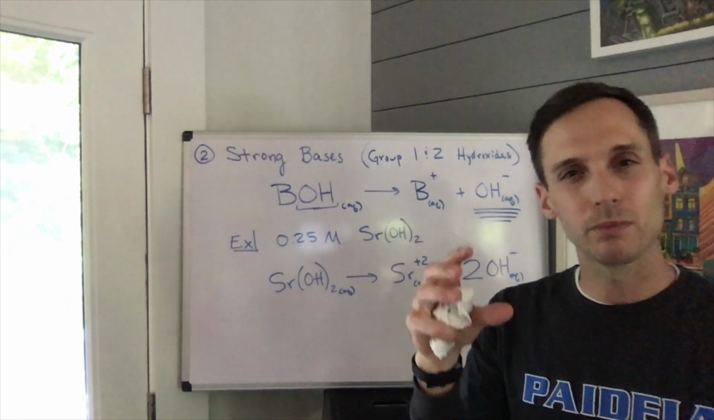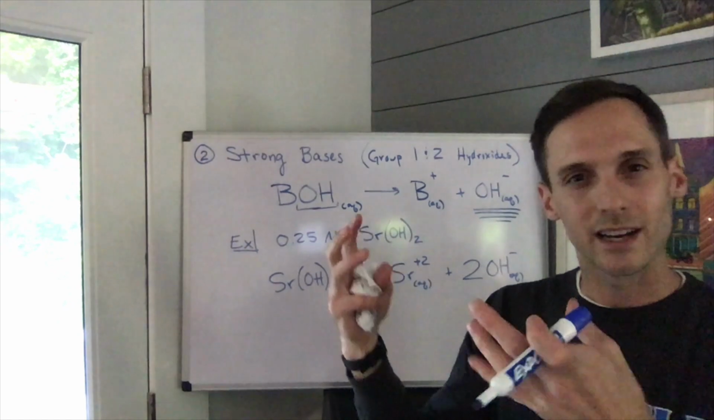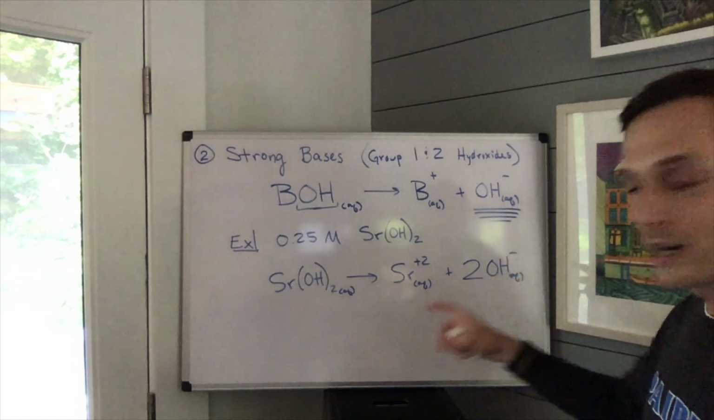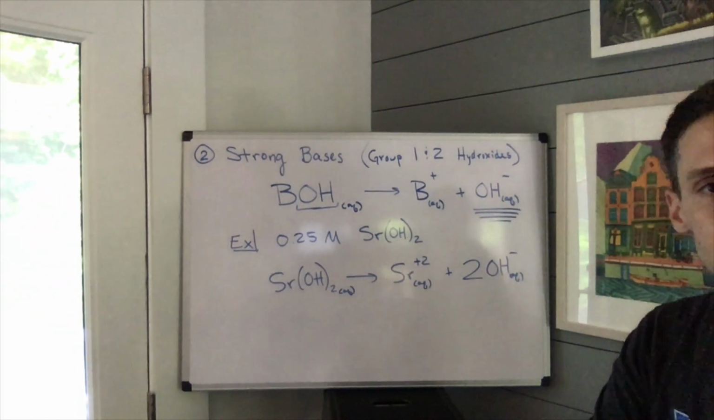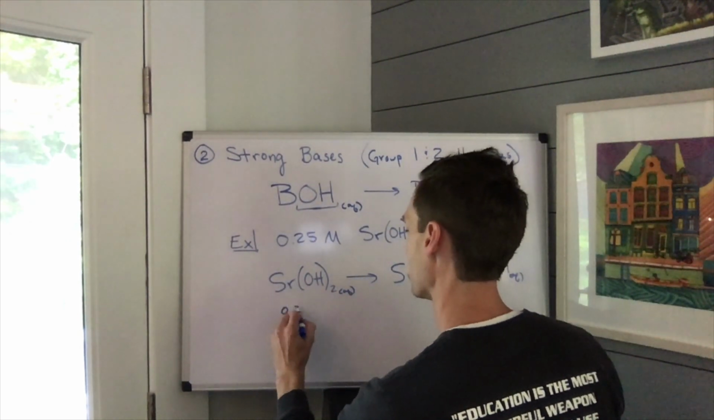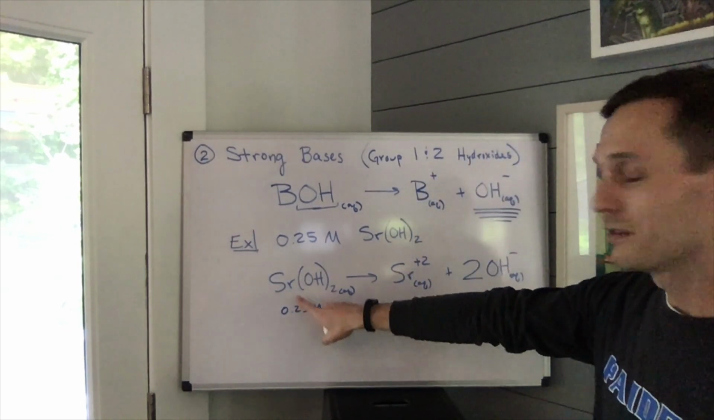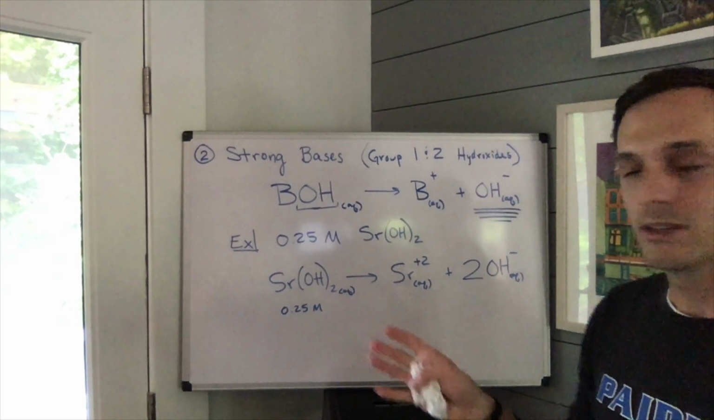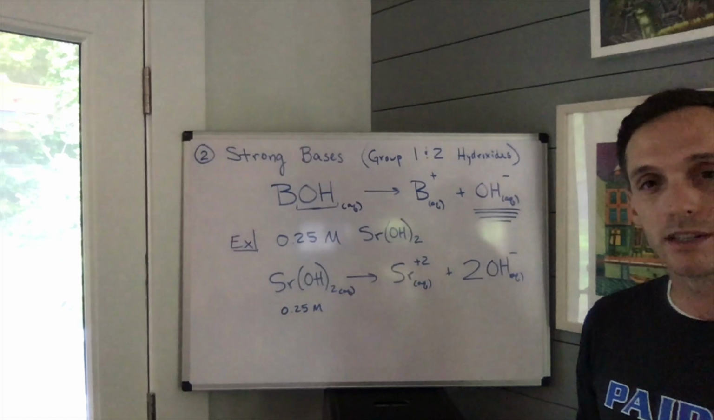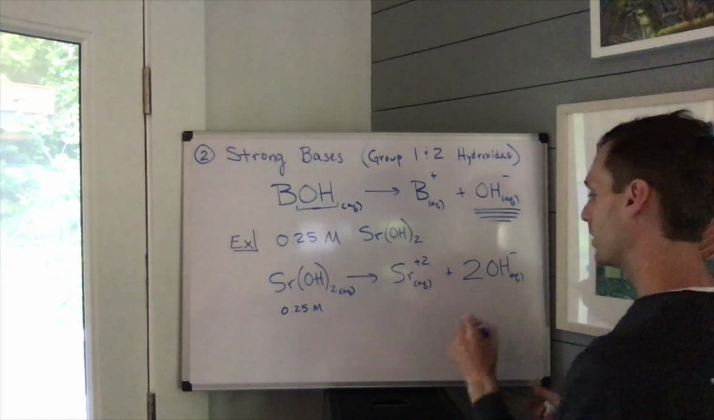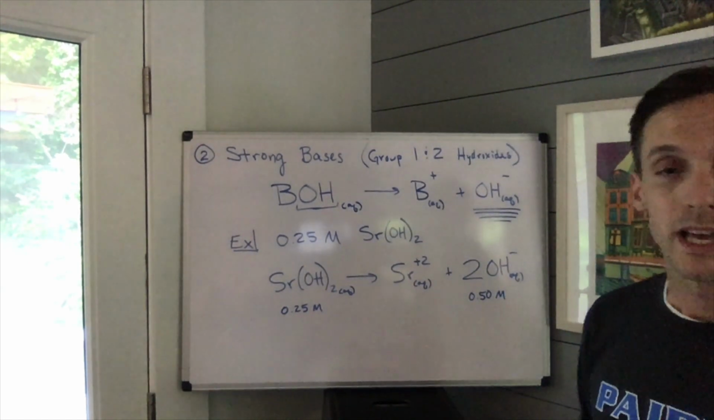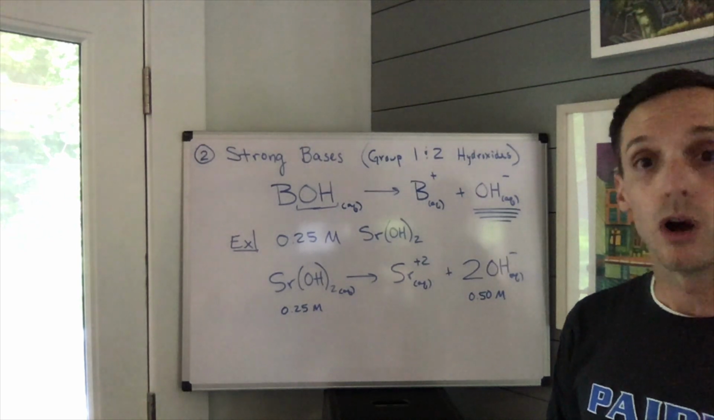If you think about how you would set up those fractions when doing stoichiometry and setting up that mole ratio, if we're trying to get to OH minus, the 2 would be in the numerator. We're trying to get rid of Sr(OH)2, so that would be in the denominator. So it would be a 2-to-1 ratio. All that means is if you have 0.25 molar strontium hydroxide, when that dissociates into its ions, because there's 2 hydroxide ions for every 1 strontium hydroxide compound, we're just going to double that molarity. So instead of 0.25 molar, it's going to become 0.50 molar OH minus.